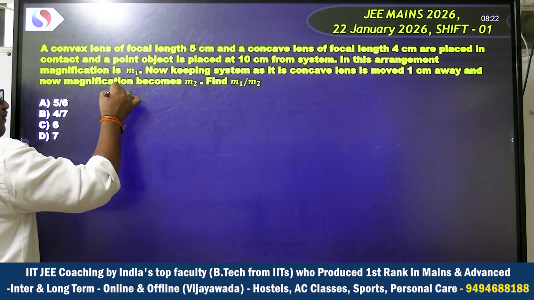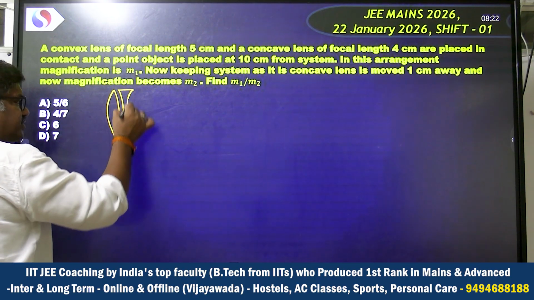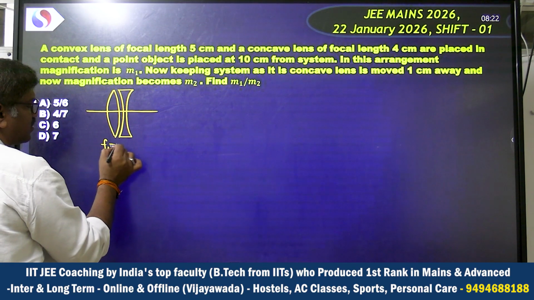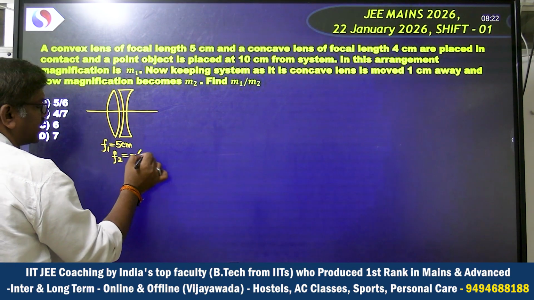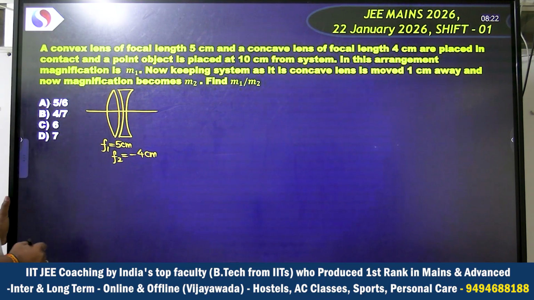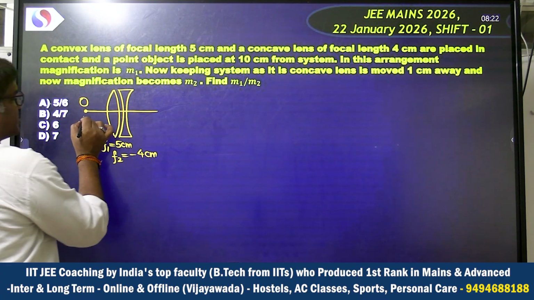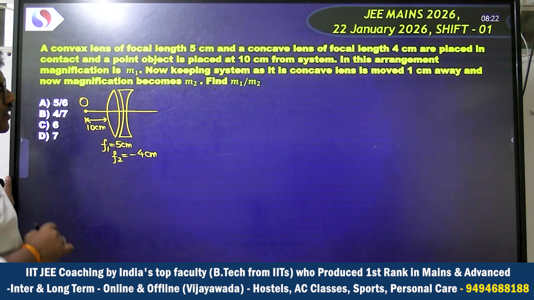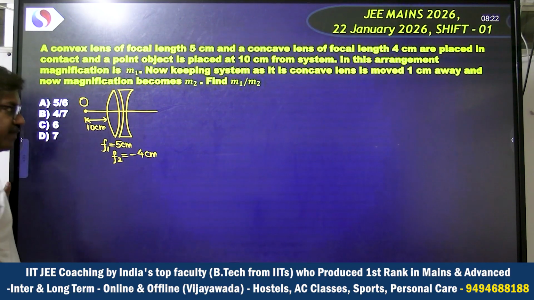That there will be a convex lens and there will be a concave lens which is kept in contact, with the focal length f1 is equal to 5 cm and f2, since it is concave, I write down as minus 4 cm. An object is placed 10 cm from the system. So there is some object which is placed at a distance of 10 cm from this system. In this arrangement, the magnification is m1. Okay, so in this case, magnification is m1.